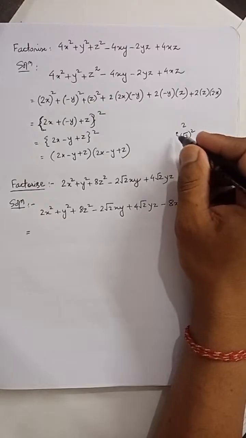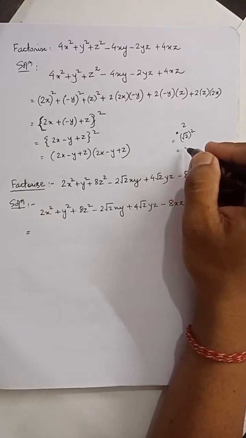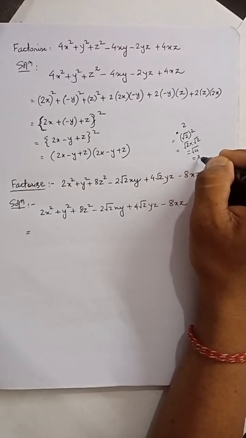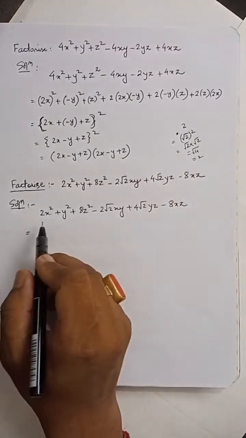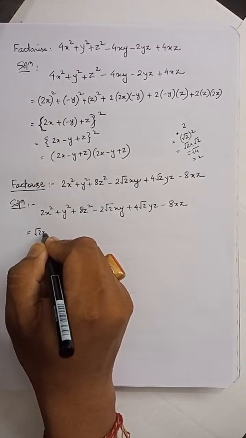Root over 2, where this is where I should have put the equal sign. So what is root over 2 basically? Root over 2 is root 2 into root 2. So this is root over 4, that means this is 2. Okay, so what we'll do, we'll write 2x square as root over 2x whole square.